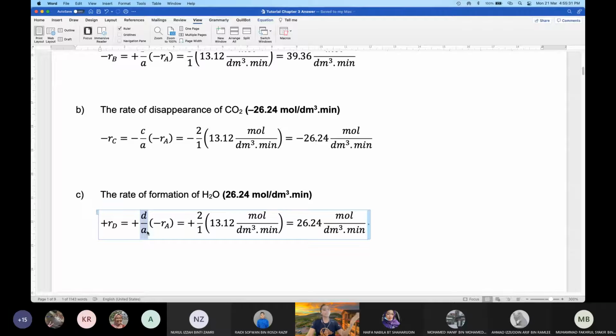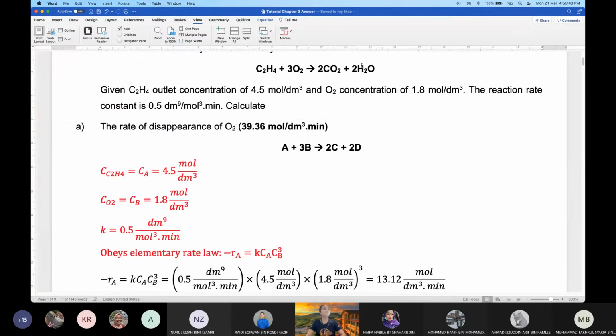So again, minus rA doesn't change, minus rA is still the same, but you have to multiply with the stoichiometric coefficient. You check from the equation. For water, the stoichiometric coefficient is 2. The stoichiometric coefficient for C2H4 is 1. In other words, for species D, the number is 2. For species A, the number is 1, the stoichiometric coefficient.